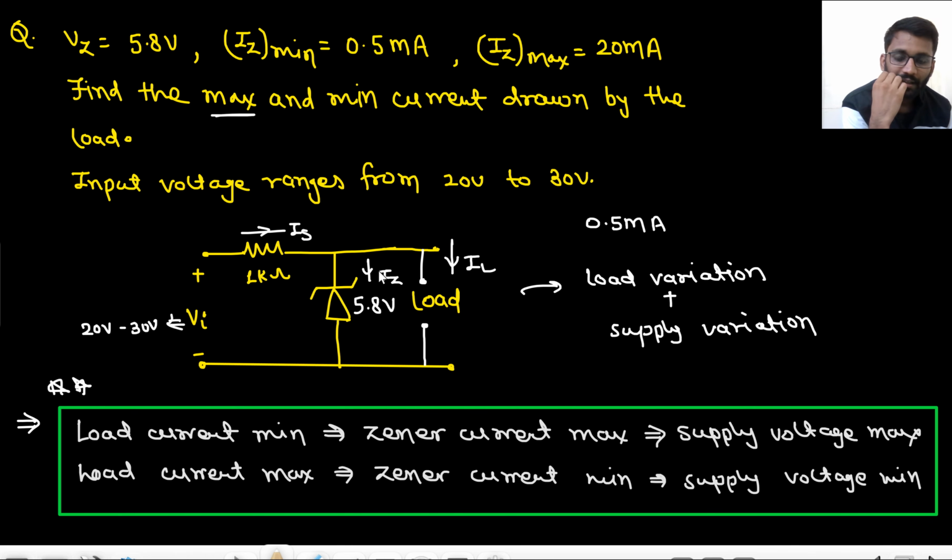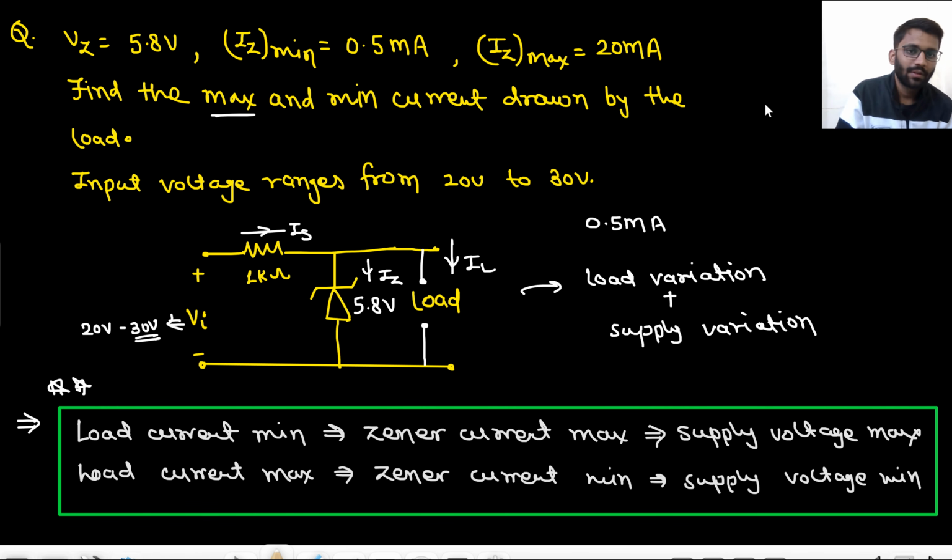Now they will say that since I need maximum current in the load, so I will take maximum voltage here. I will take 30 volt here. But if you are taking the supply to be 30 volt, there is no chance that this IZ will be minimum. Are you getting my point? What student will think? Student will think that I need maximum load current, so I will take supply to be maximum. But if you are taking supply to be maximum, at that point the IZ will be also maximum.